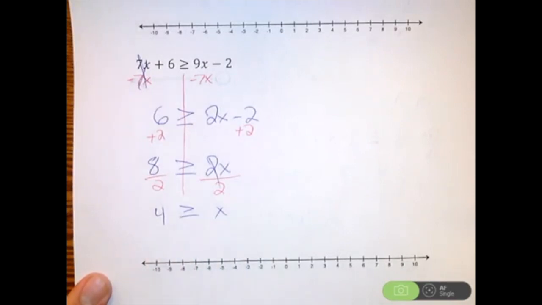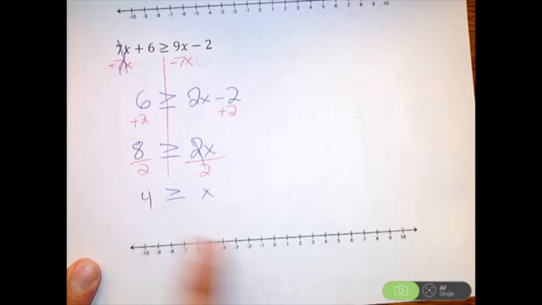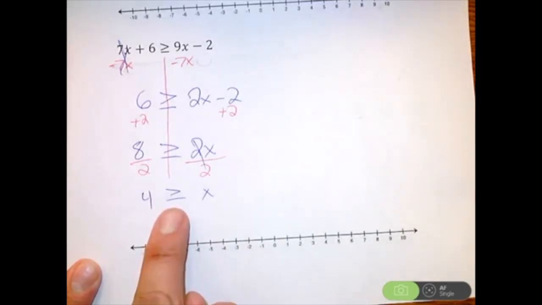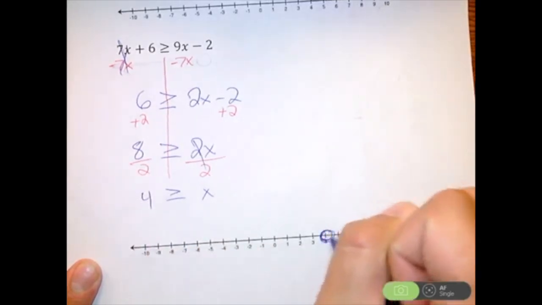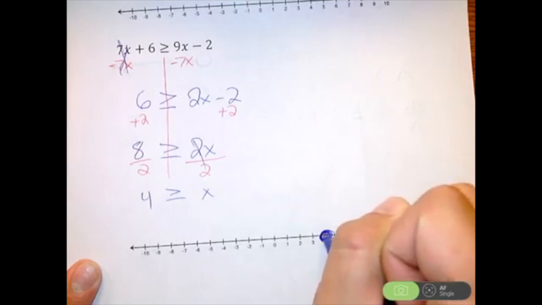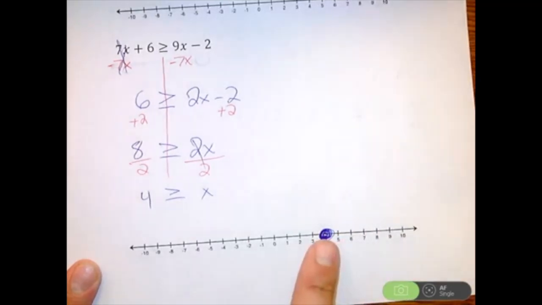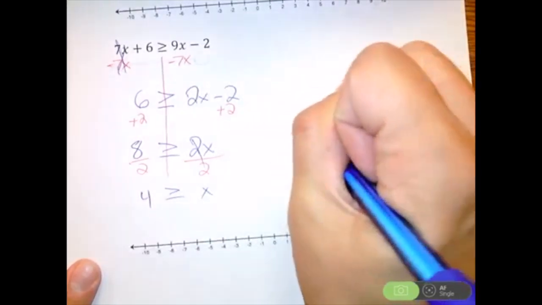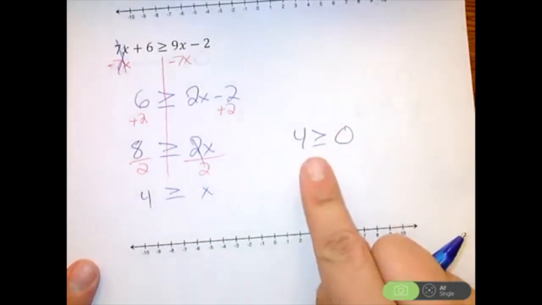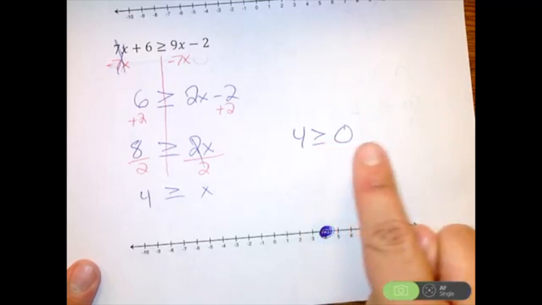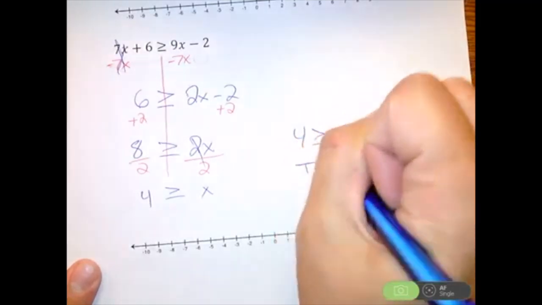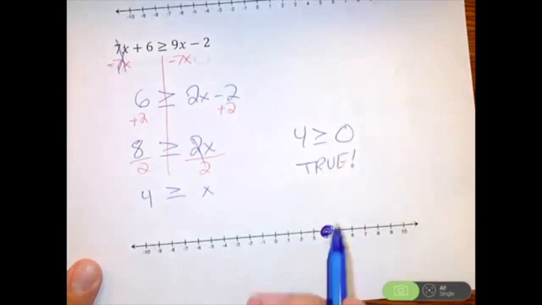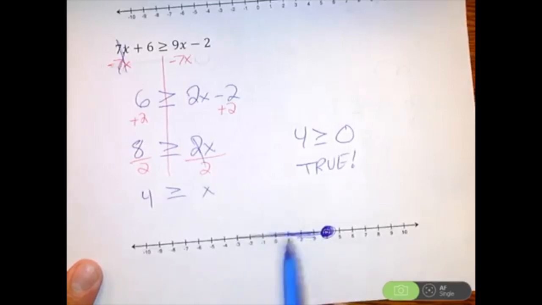Now we're ready to graph. So I'm going to go to 4. Because it's a greater than or equal to, we're going to have a filled in circle. And then we just have to figure out, do I shade towards the 0 or away from the 0? So I'm going to plug in 0. 4 is greater than or equal to 0. That is true. So we're going to go towards the 0, which is to the left.